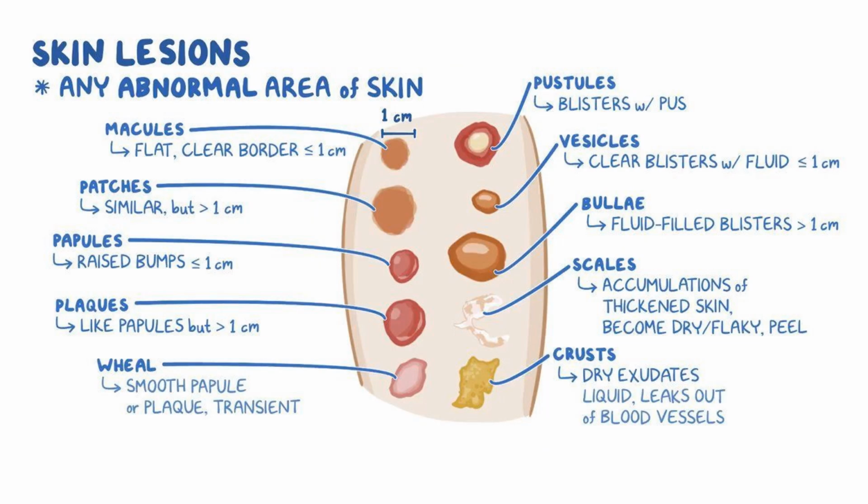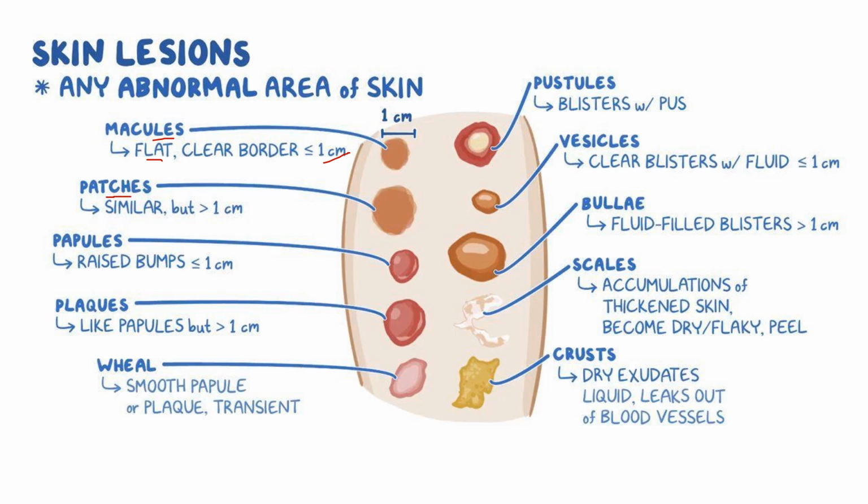I'll tell the different terminology that we use for any abnormal area of skin. So what is a macule? A macule is only flat, it's not raised, and less than 1 centimeter. It has a clear border. Okay, if it's hyperpigmented, you call it a hyperpigmented macule. If it's hypopigmented, you call it a hypopigmented macule. The term macule itself doesn't mean it's hyperpigmented or hypopigmented. It just means it's a flat lesion with a clear border of less than or equal to 1 centimeter.